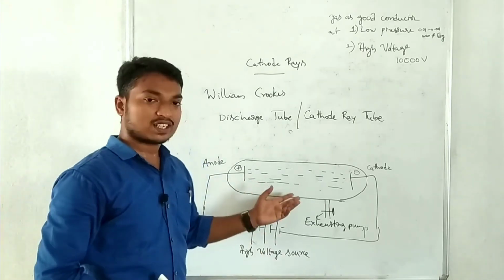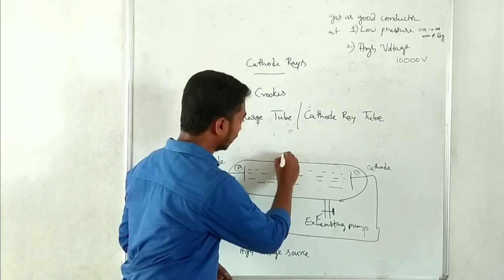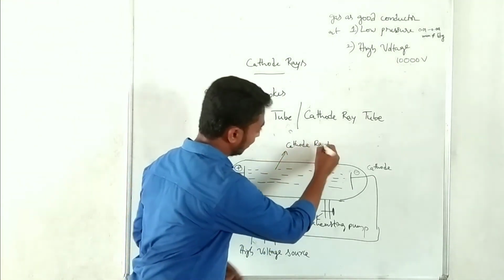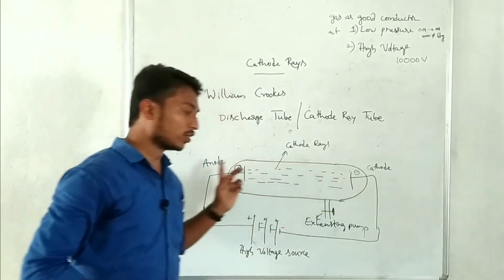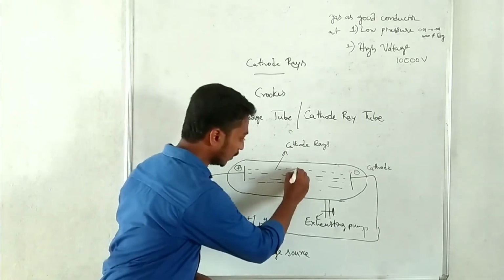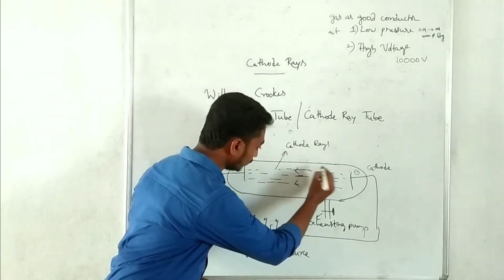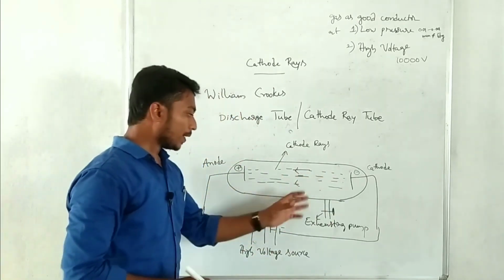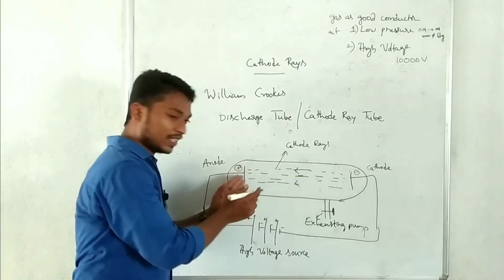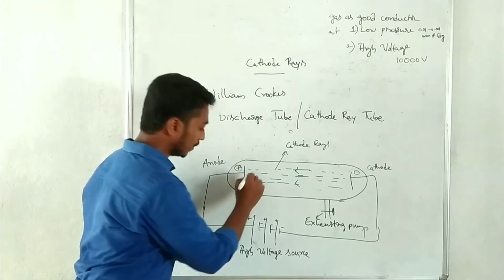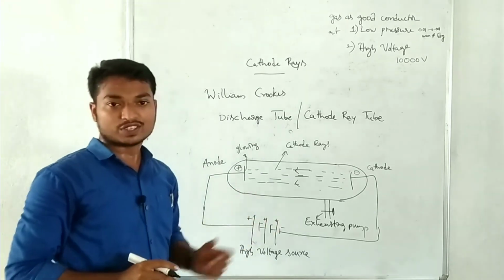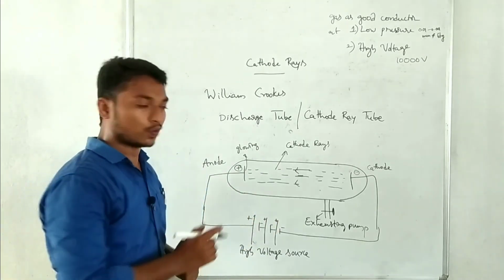So these rays are nothing but cathode rays. The rays which are coming from the cathode are called cathode rays. By falling on the anode, these cathode rays make the plate start glowing. This phenomenon is called fluorescence.